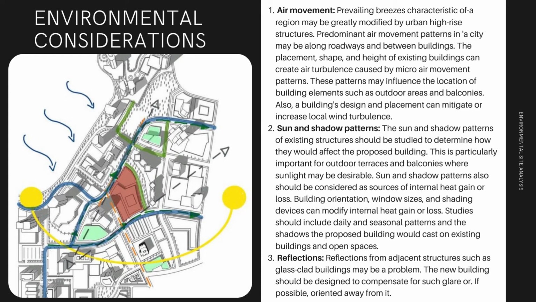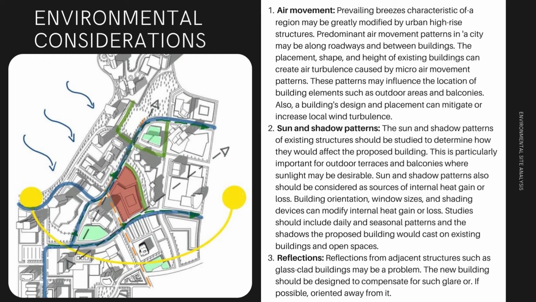Second, we have the sun and shadow patterns, shown by the yellow pattern. The sun and shadow patterns of existing structures should be studied to determine how they would affect the proposed building. This is particularly important for outdoor terraces and balconies where sunlight may be desirable.